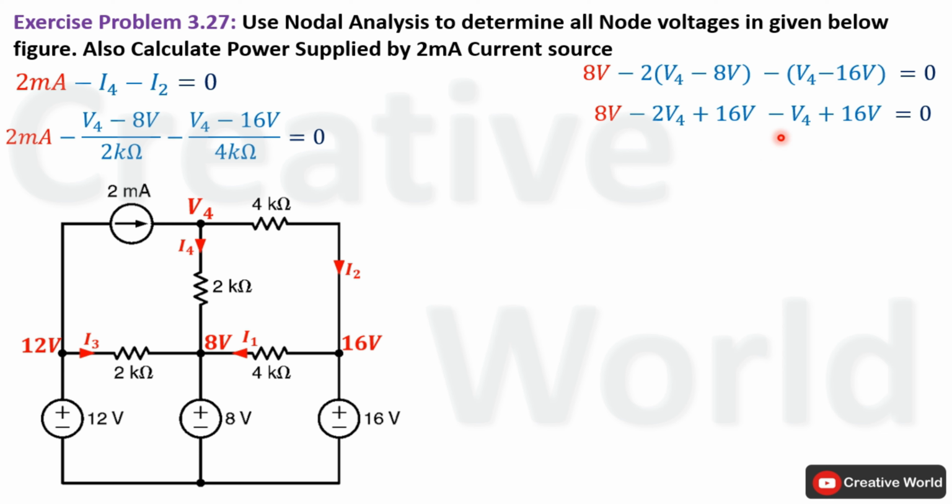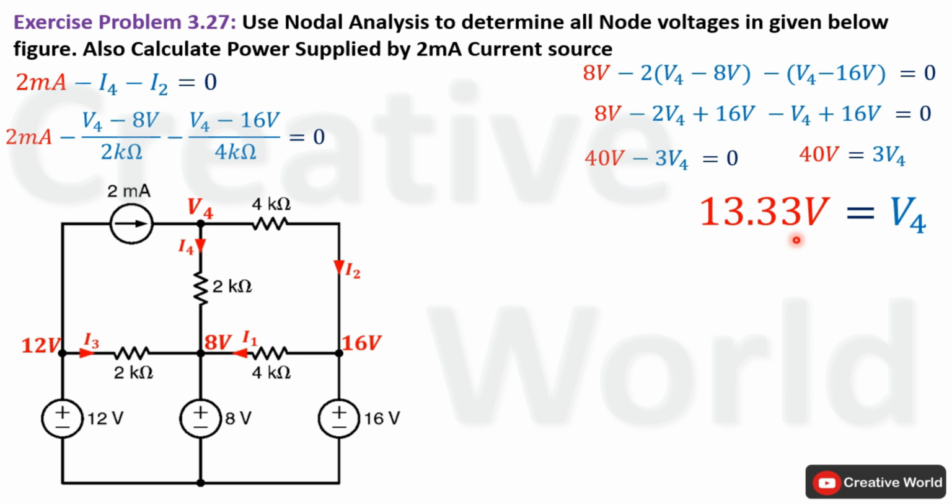Now we will add constants together and values having same variables together. The sum of minus 2 V4 and minus V4 will become minus 3 V4. And sum of 8 volt, 16 volt and 16 volt will become 40 volt. In order to calculate the value of V4, we will place this minus 3 V4 on the other side of equal. It will become plus 3 V4. Now divide on both sides with 3 to calculate the value of V4, that will become 13.33 volt. After calculating the value of voltage on this node, the other node voltage is already known.